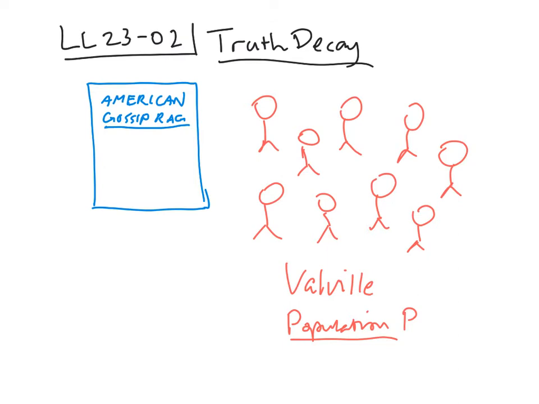So I want you to imagine there's this town called Valville. And there's some population there, but we don't know what the population is. It's just some unknown constant P. We are going to assume for purposes of this problem that the population of the town doesn't change over time, because the time we're talking about is just a matter of days. It's not going to be years or months, just days.